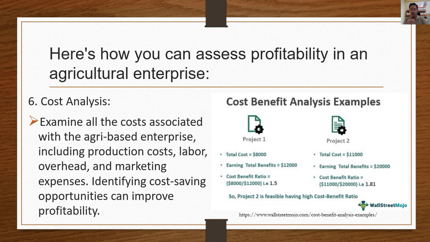So the cost benefit ratio, by dividing the total earnings by the $8,000 total cost, gives a 1.5 cost benefit ratio on project 1. And in project 2, by dividing $20,000 by the total cost of $11,000, the cost benefit ratio of project 2 is 1.8. So, project 2 is more feasible, having a high cost benefit ratio.